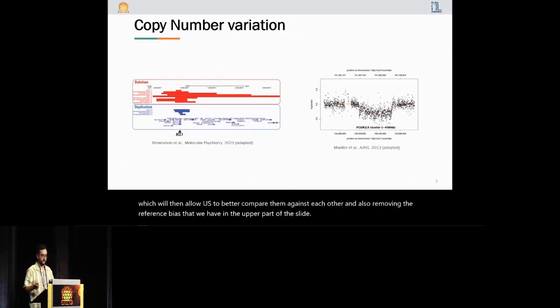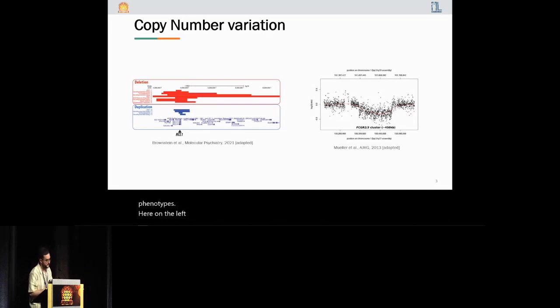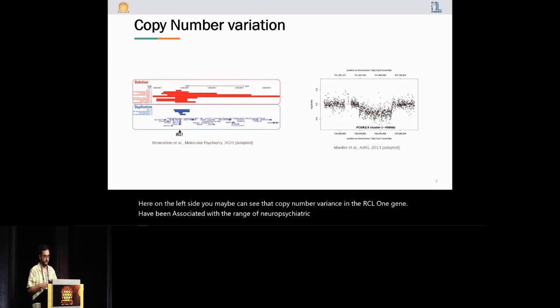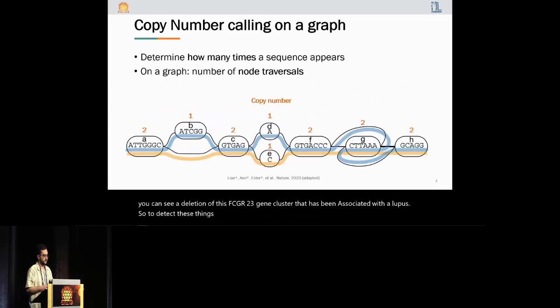In parallel, throughout the years, variation in copy number has been associated with multiple phenotypes. Here on the left side, you maybe can see that copy number variants in the RCL1 gene have been associated with a range of neuropsychiatric diseases. And on the right-hand side, you can see a deletion of this FCGR23 gene cluster that has been associated with lupus. So to detect these things, basically we need to call copy number.